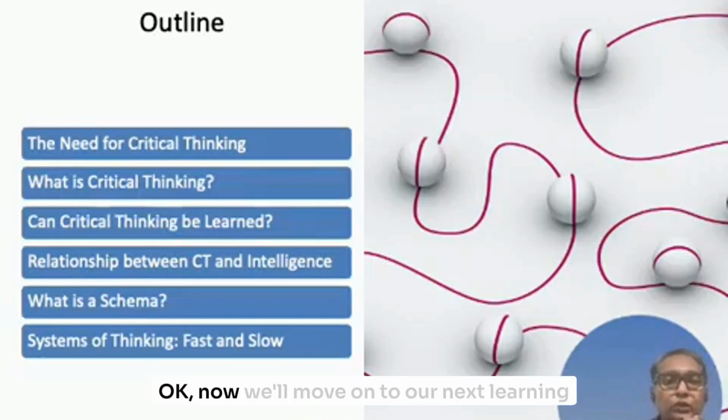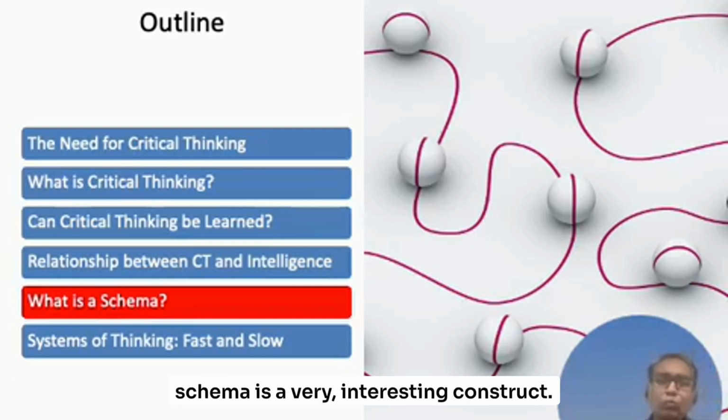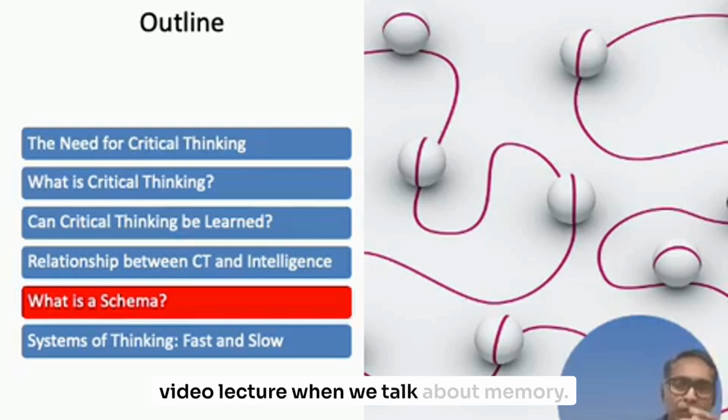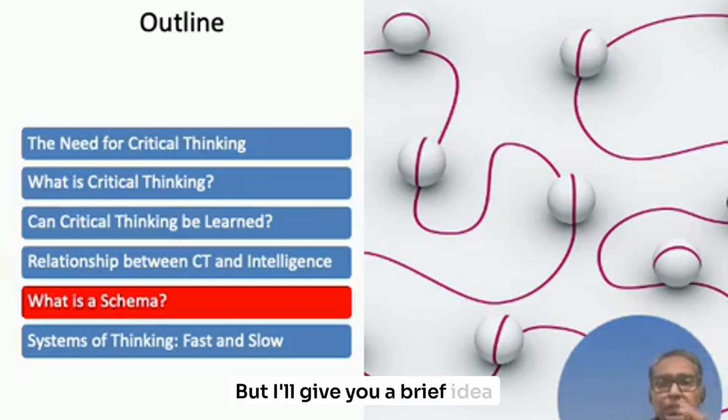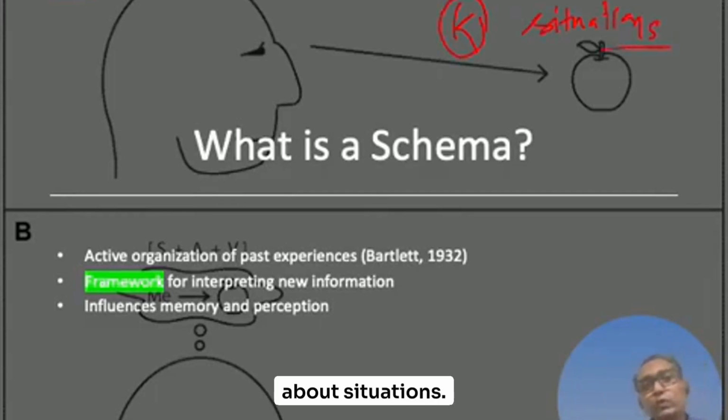Okay, now we'll move on to our next learning outcome, which is schema. Schema is a very interesting construct. We'll talk more about schema in the next video lecture when we talk about memory, but I'll give you a brief idea. Schema is the generalized knowledge about situations. Let me give you an example.